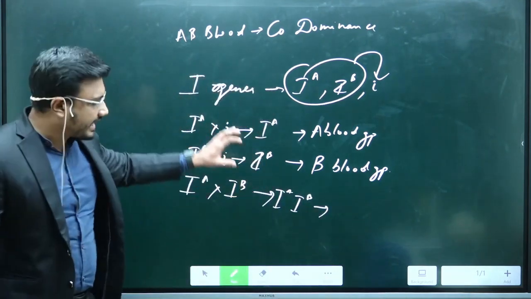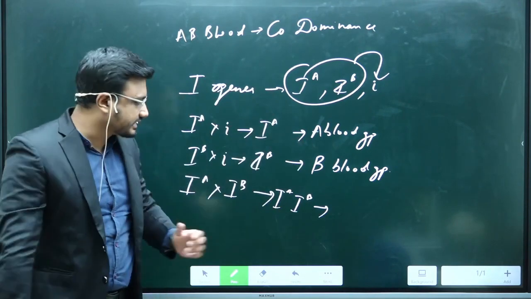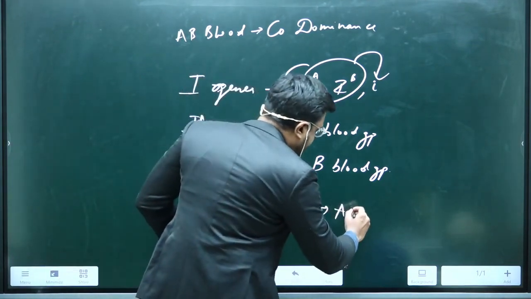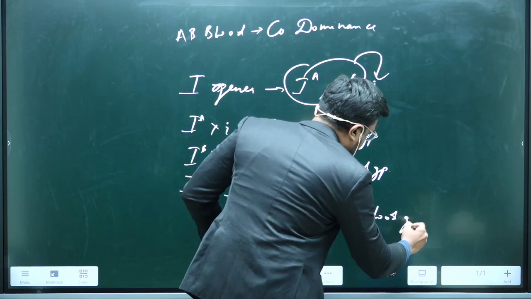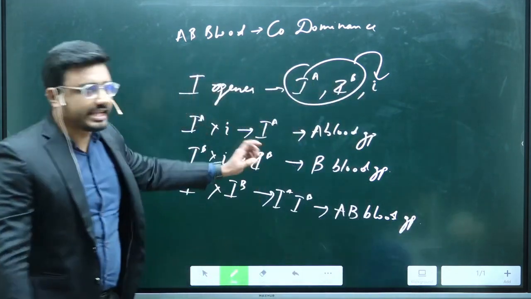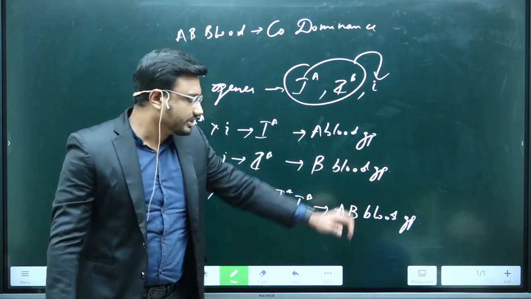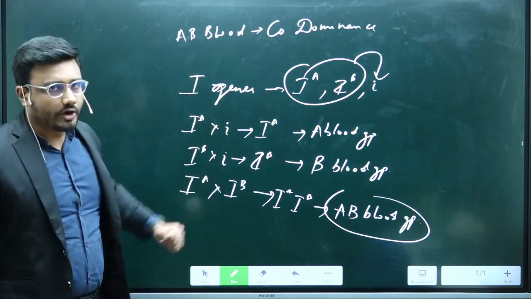So both are equally dominant. A and B, when they are fused with each other, are equally dominant. So the blood group that we get is the AB blood group. That is because both A and B are equally dominant. Thus we get the AB blood group. So this AB blood group is an example of codominance.